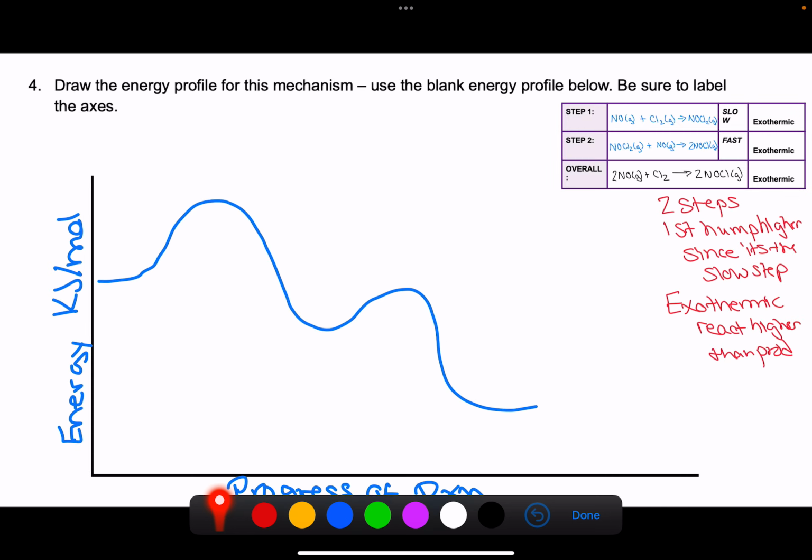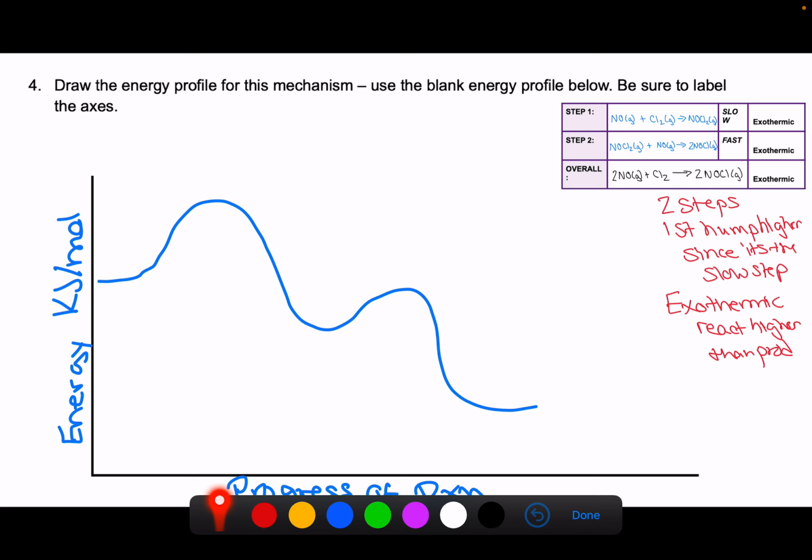So then I'm being asked to draw it. I have 2 steps involved, so I have to have 2 humps on my graph. Since my first step is my slow step, that hump has to be higher than the second step. The last thing I have to ask myself is, will my reactants be higher than my products, or lower than my products? That's based on whether it's exothermic or endothermic. Since this is exothermic, my reactants have to be higher than the products.